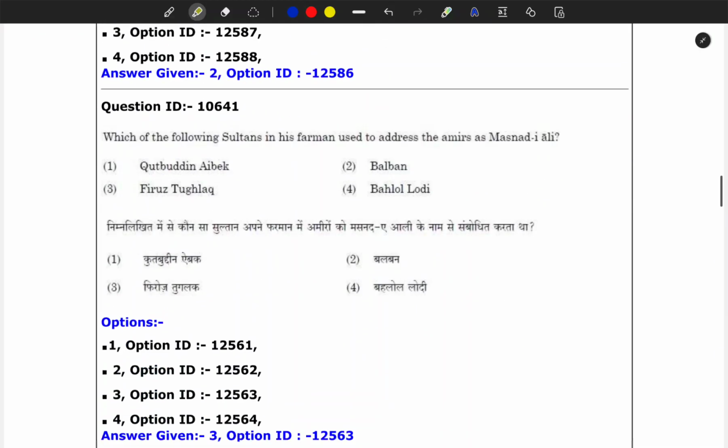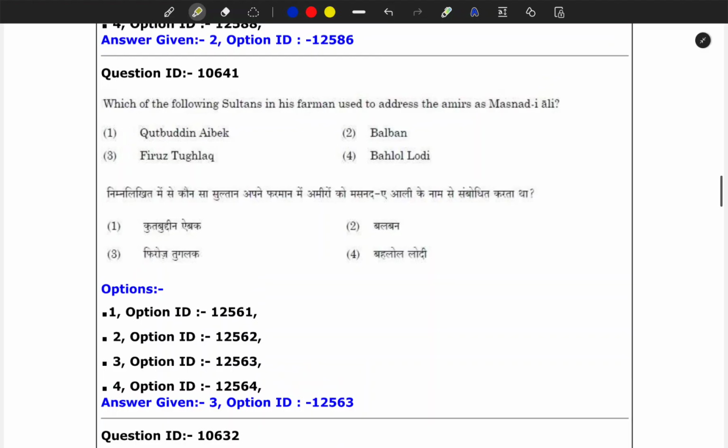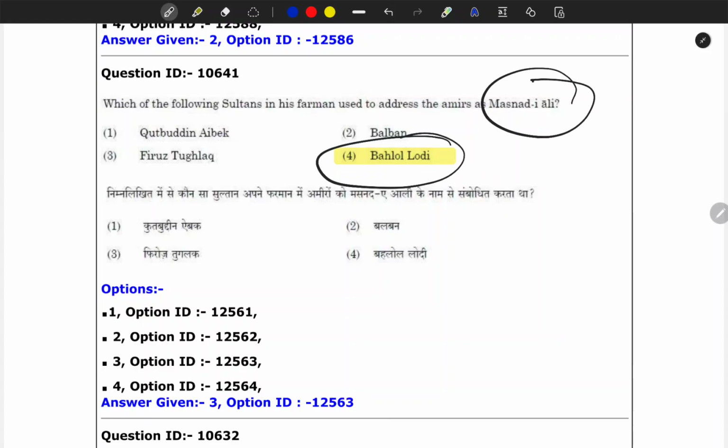Next question here. Which of the following sultans in his farman used to address the amirs as Masnad-e Ali? Again, this is a very less known fact. You have to use logic, and for me this is Bahlol Lodi, because if this was practiced by famous rulers like Balban, Kutubuddin Aibak and Firoz Shah Tughlaq, then we would have known this. So for me, lesser known fact, lesser known ruler rather.